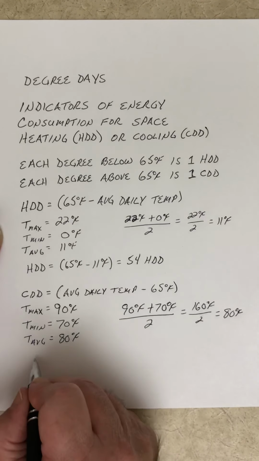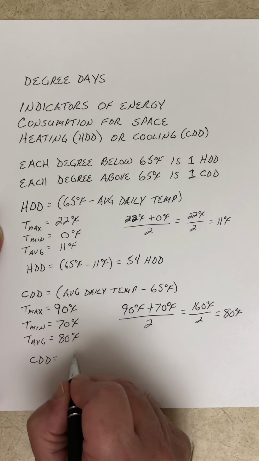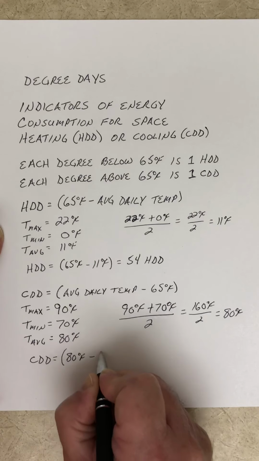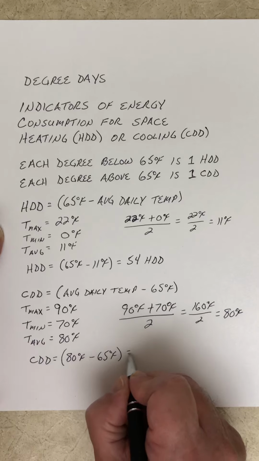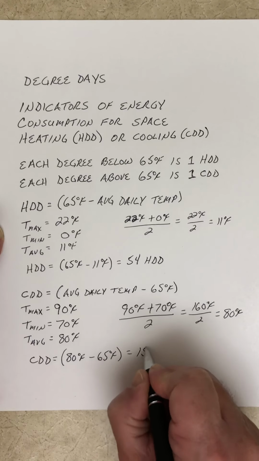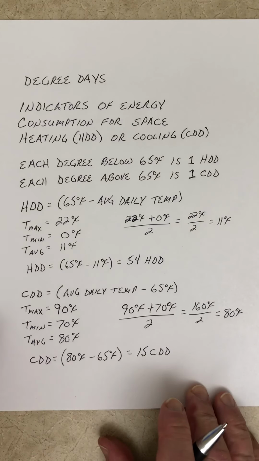Okay. So our cooling degree days accumulated on this particular day would be 80 degrees Fahrenheit minus 65 degrees Fahrenheit equals 15. So there would be 15 cooling degree days accumulated on this particular day.